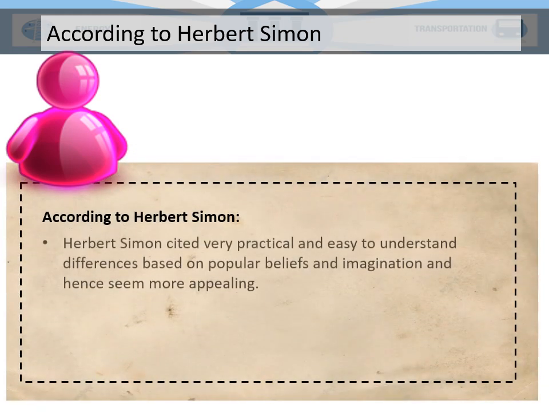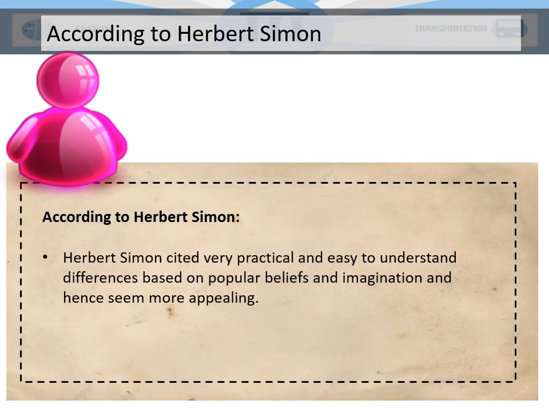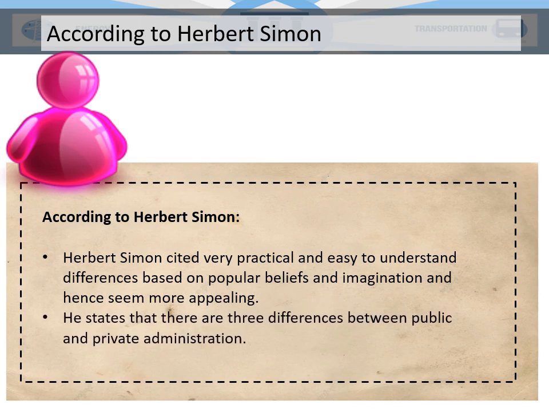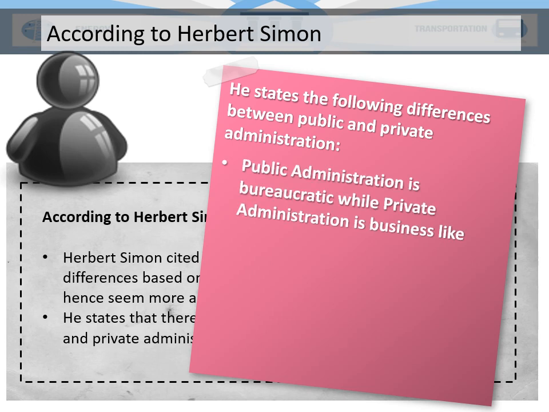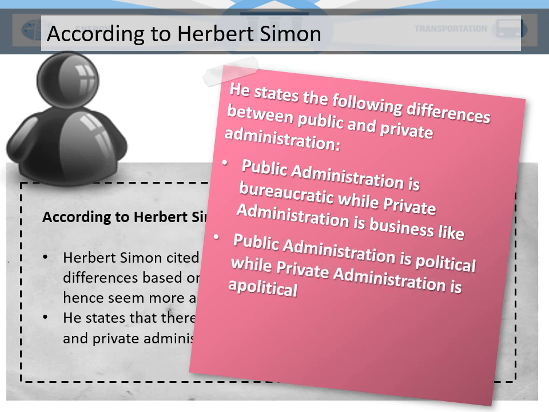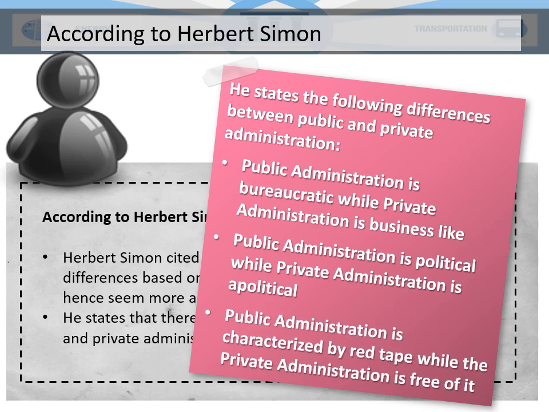According to Herbert Simon, who cited very practical and easy to understand differences based on popular beliefs and imagination, and hence seems more appealing. He states that there are three differences between public and private administration. According to him, public administration is bureaucratic while private administration is business-like. Public administration is political while private administration is apolitical. Public administration is characterized by red tape, while the private administration is free of it.